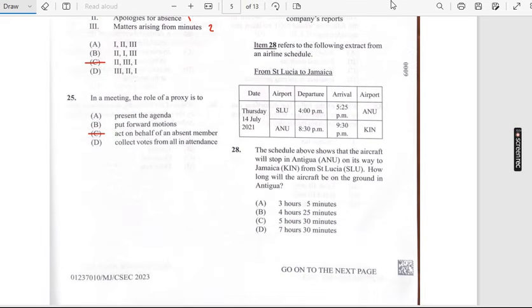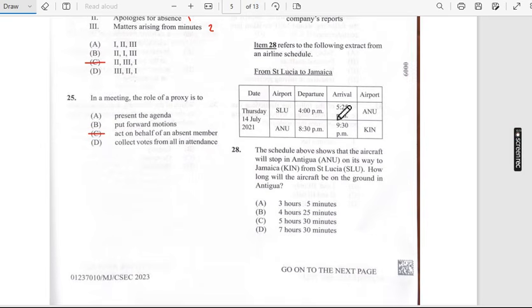All right. Number 28 refers to an extract from an airline schedule, and it's from St. Lucia, perhaps to Jamaica. It says the schedule above shows that the aircraft will stop in Antigua, ANU, on its way to Jamaica, Kingston, and St. Lucia. So it says, how long will the aircraft be on the ground?